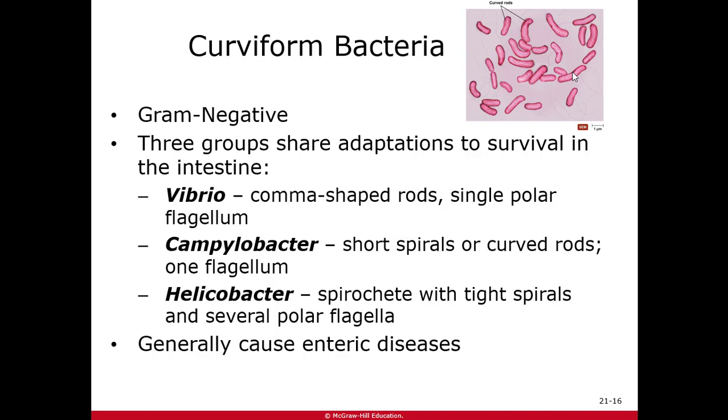The Vibrio group have a kind of comma-shaped rod, and they have one flagella on each end. The Campylobacter have more of a short spiral, so it's not a full spiral circle, but they kind of have a little twist to it. And the Helicobacter are spirochetes, but still not full spiral. We can't fit them into the spirochete group because they're usually pretty short for a spiral, but they're all going to cause some type of stomach or intestinal issue.